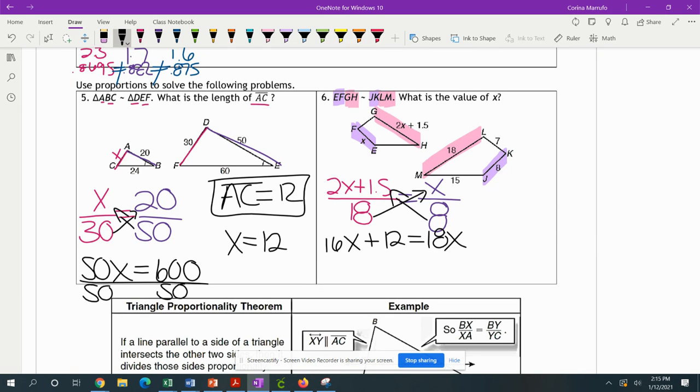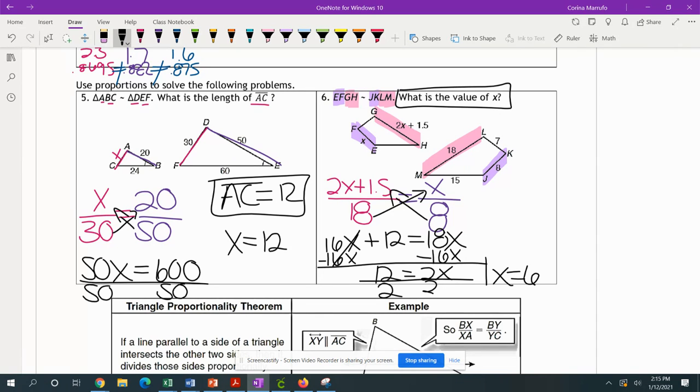Okay, then we're going to go ahead and solve for x. So I'm going to go ahead and move over this x on the other side with the 18x by subtracting it. And we get 12 equals 2x. Then we divide both sides by 2. And we get x equals 6. The question is asking us what is the value of x, so we're done here. They're not asking us to find one of the sides or plug it in. They're just asking for x.